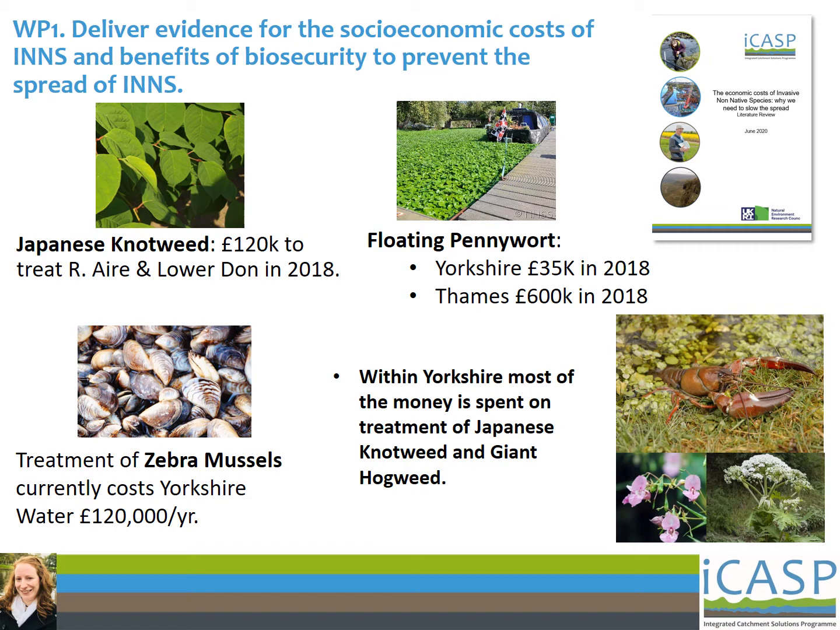However, treatment of Japanese knotweed on the River Aire and Lower Don in 2008 cost £120,000. Treatment of zebra mussels by Yorkshire Water cost £120,000 per year. In 2018, Yorkshire spent £35,000 treating floating pennywort, compared to the Thames region who actually spent £600,000. Yorkshire is actually in good standing to use biosecurity to stop escalating costs. Currently, much of the spending in Yorkshire is related to treatment of Japanese knotweed and giant hogweed. However, the key point to this slide is that it's actually cheaper to use biosecurity than for INS to become established.